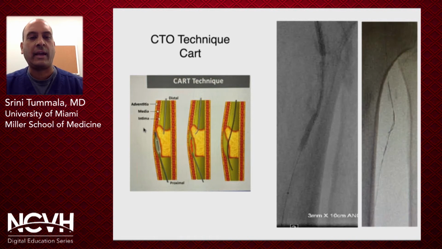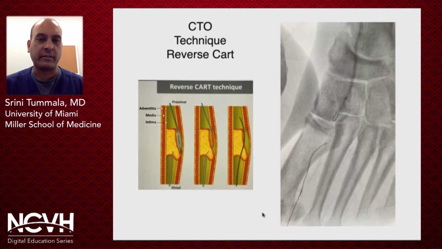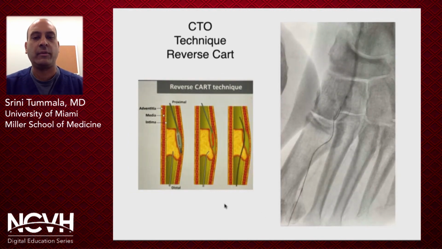With CART, again, the guide wires are in two separate subintimal planes. You're performing an angioplasty from below, in the case of CART, to disrupt those tissues between these two guide wires in order to then allow the guide wire from above or below to cross the CTO and achieve intraluminal crossing. Reverse CART is the same thing, but the difference is you're putting the balloon from above.